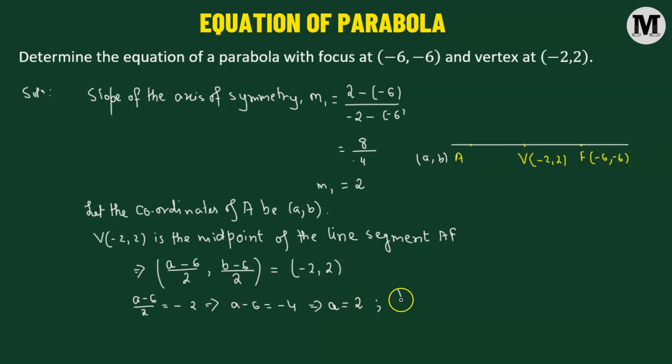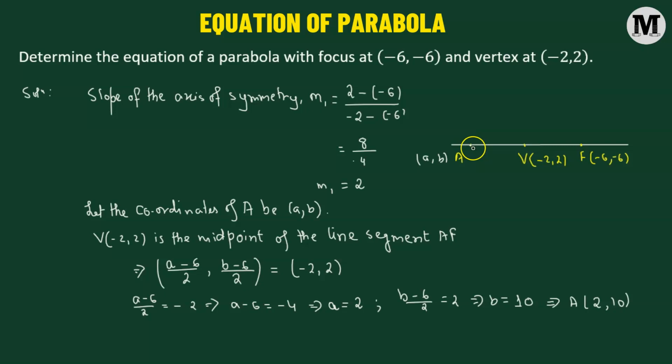Then we can equate (b - 6)/2 with 2, so that's going to give us the value of b equals 10. So that means the coordinates of point A are (2, 10). So this implies that the a value of point A is 2 and the b value is 10. So now we have the coordinates of point A.